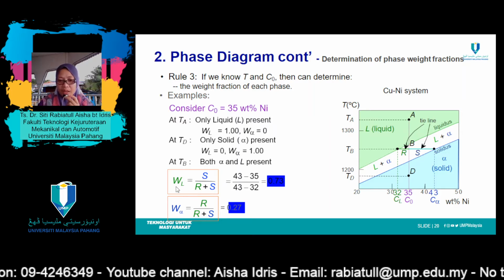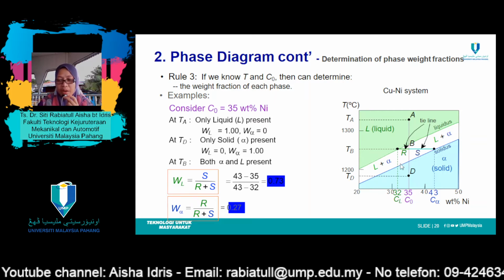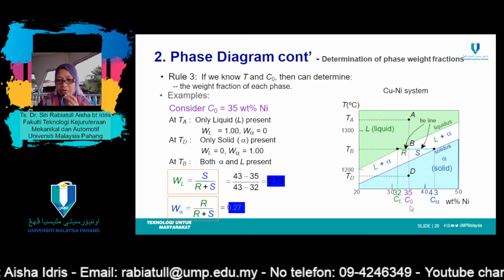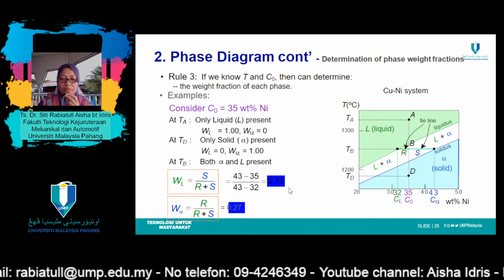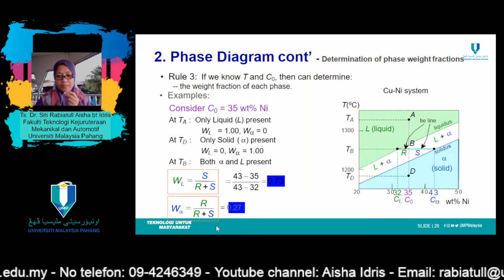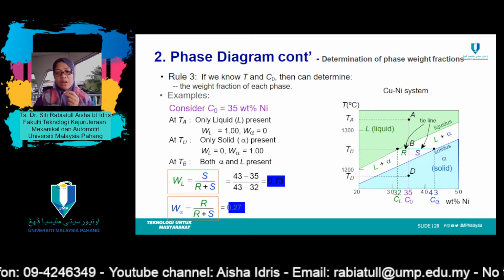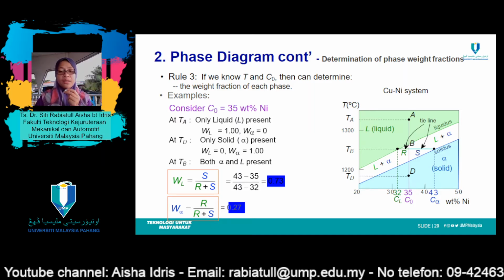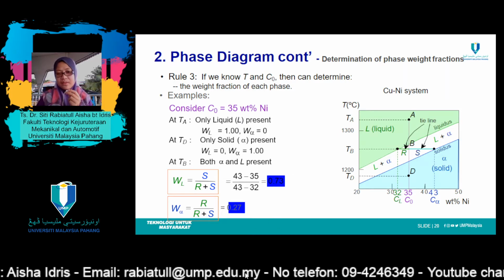From there, you can calculate the weight fraction of solid, which equals S divided by R plus S, or in this case, 43 minus 35 divided by 43 minus 32. So you should be able to get the value of 0.73. Same goes for the solid weight fraction, which is equal to 0.27, or in this case it refers to 27%, and this one 73%.